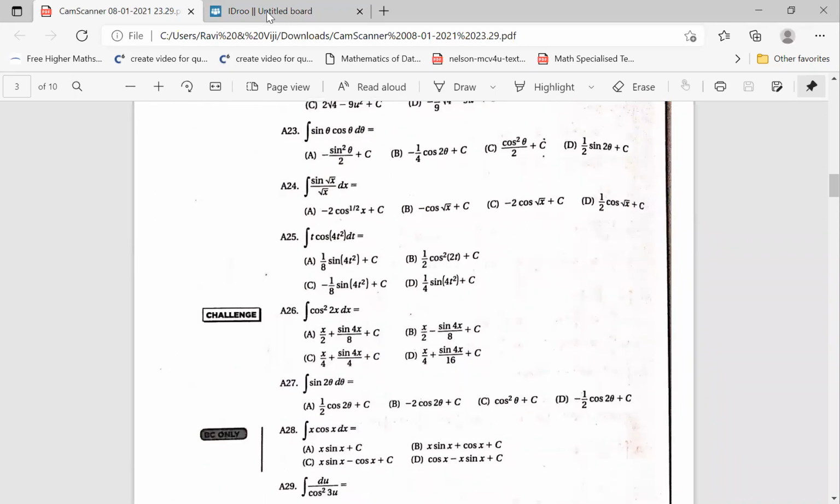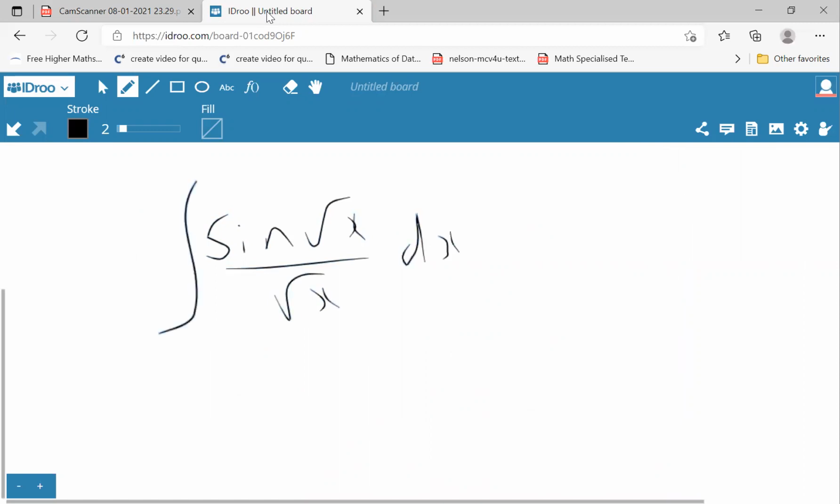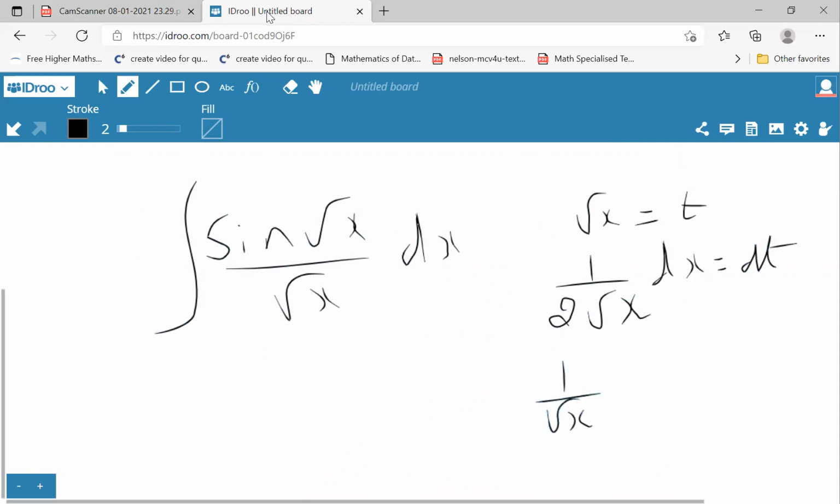Coming to the 24th, integration of sine root x by root x dx. The same way, let us take root x as t. So that would give you 1 by 2 root x dx will be equal to dt. Or let us bring this to this side. So 1 by root x dx will be equal to 2 dt.